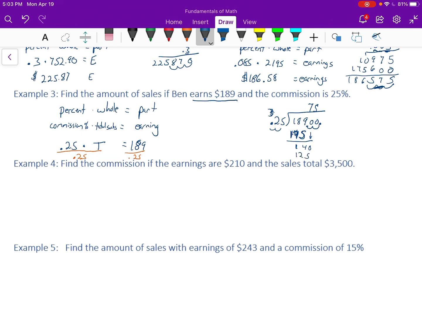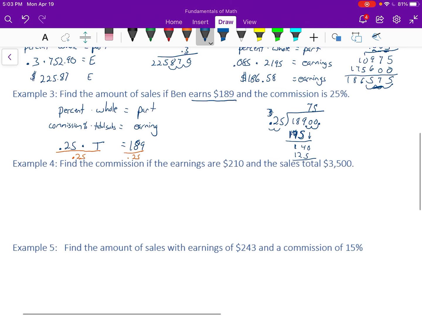5 times 25 is 125. Uh-oh, running out of room. We'll just have to cross this out later, but we got 15. We have another 0 that we're bringing down, so 150. 25 into 150, 6. Good, that works out. So 756 is T. So the total amount of sales was $756.